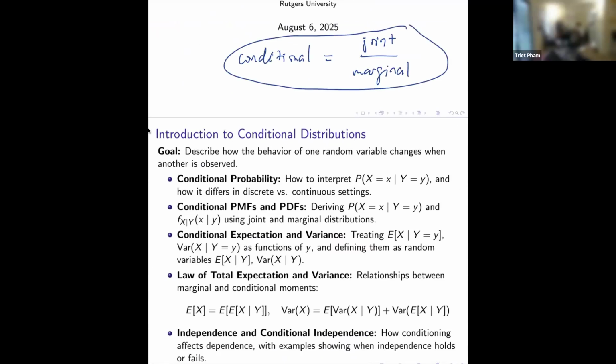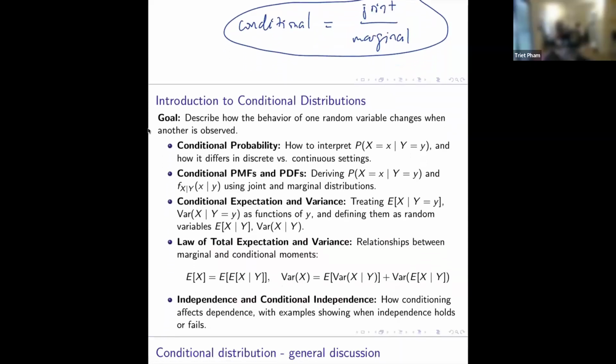But if everything ends there, then of course there's nothing to talk about. It's just a formula. How to interpret the formula, how to use the formula efficiently, and again, in the context of this law of total expectation and total variance, is where things shine.